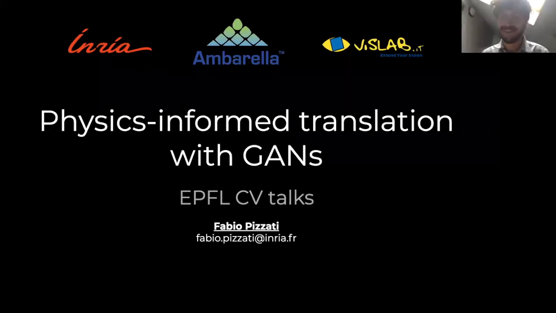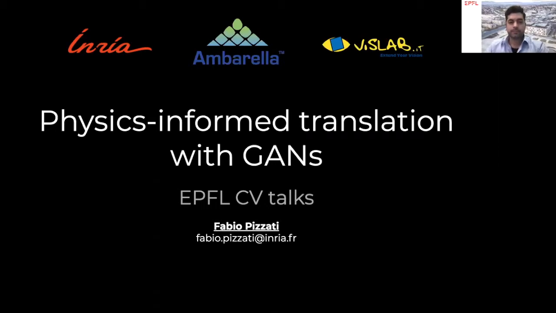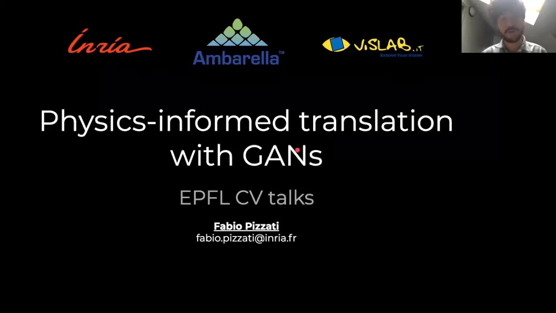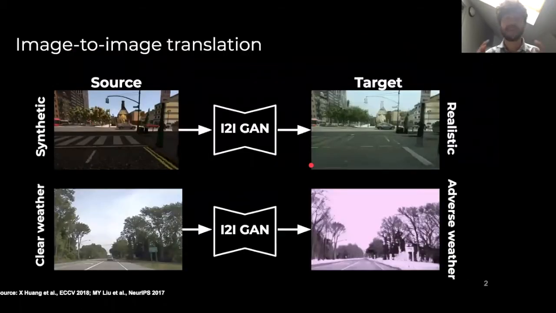Okay, so again, thank you for inviting me and for the nice introduction. As has been said, my name is Fabio Pizzati, and I'm a PhD student in the INRIA Paris group. I'm supervised by Raoul de Charette, and today I'm going to present our latest results in physics-informed image translation with generative adversarial networks. The talk is going to be focused mainly on image-to-image translation, which is a particular kind of task typically accomplished by using GANs.